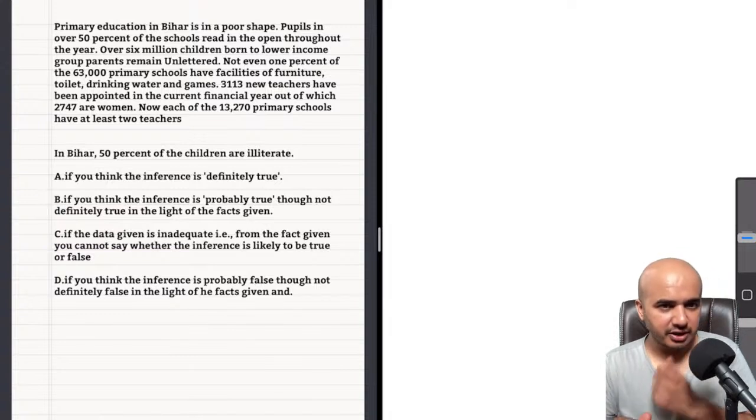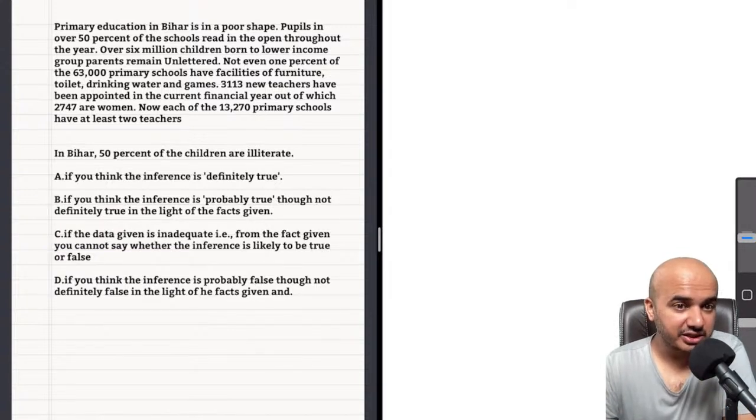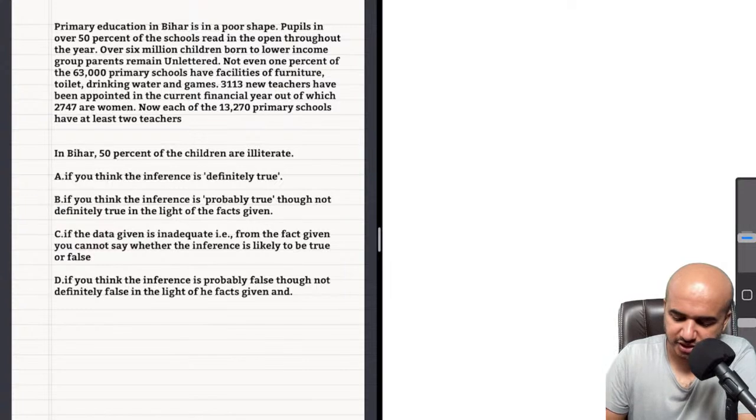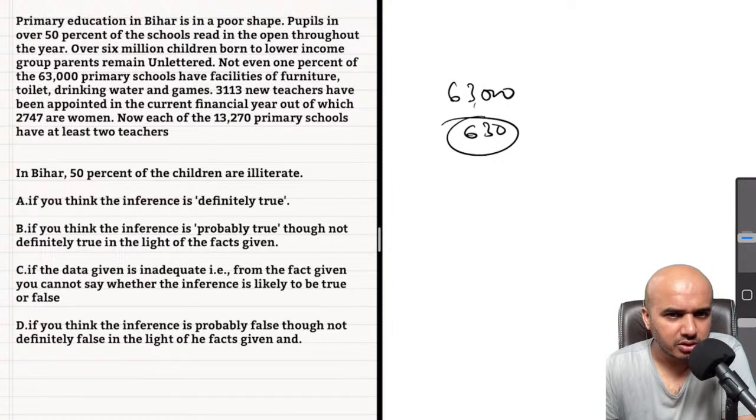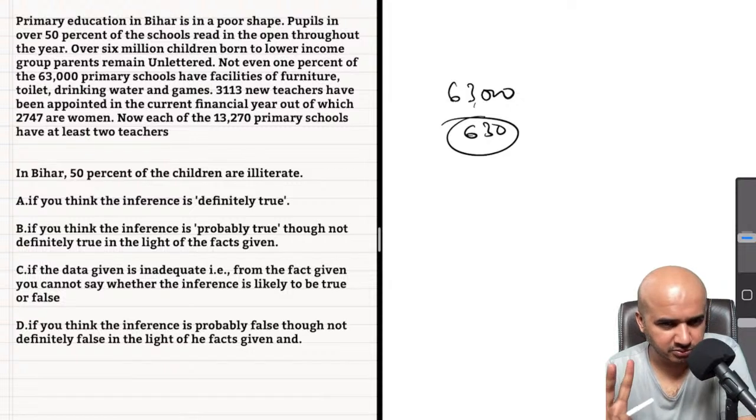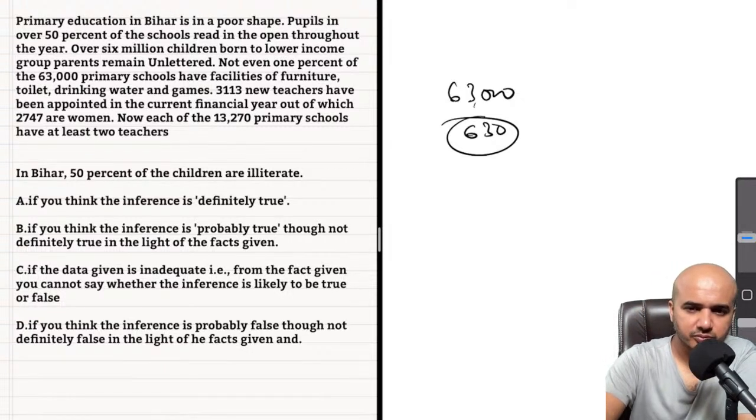Not even 1% of the 63,000 primary schools have facilities of furniture, toilet, drinking water and games. Not even 1%. That means out of 63,000, even 630 schools do not have those facilities, according to the paragraph, of course. May or may not be the case in reality. Next. 3,113 new teachers have been appointed in the current financial year, out of which 2,747 are women. Okay, that is good. Now, each of the 13,270 primary schools have at least 2 teachers. Okay. So now, what is the question?